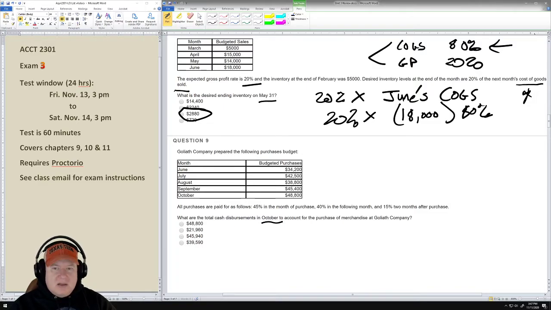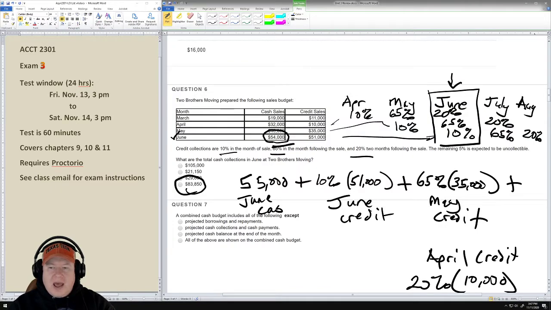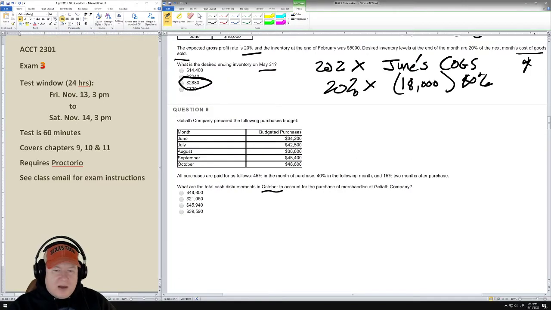Okay, so like I said, similar to the one up here, we're going to have things happen in different months. So we've got purchases are paid as follows: 45% in the month of purchase, 40% the following month, and 15% 2 months after. And we want to know total cash disbursements. So we're really just focused on August, September, and October.